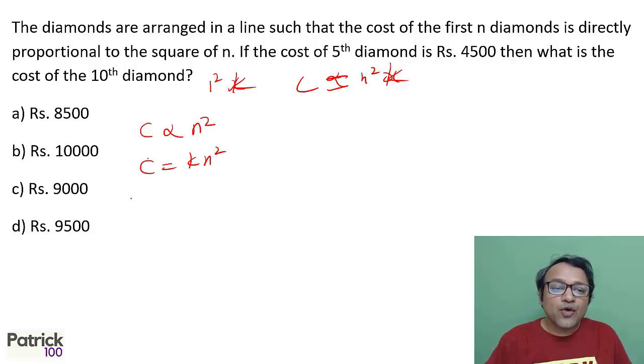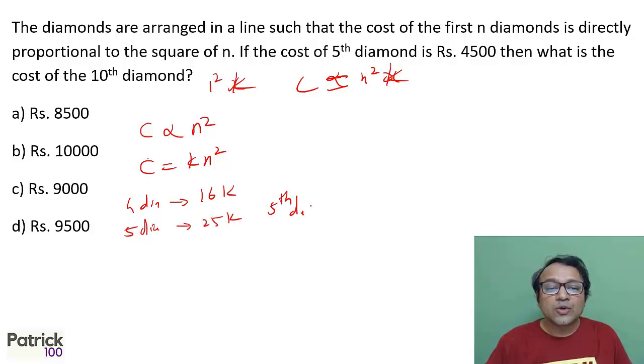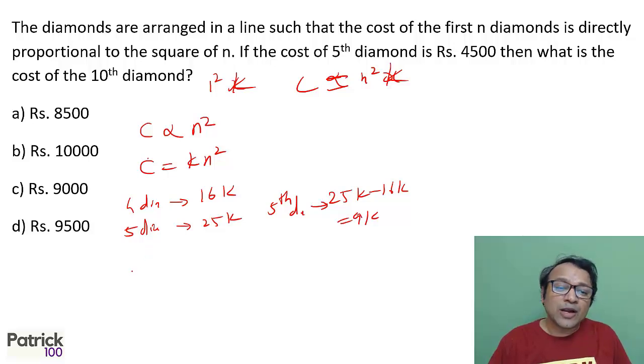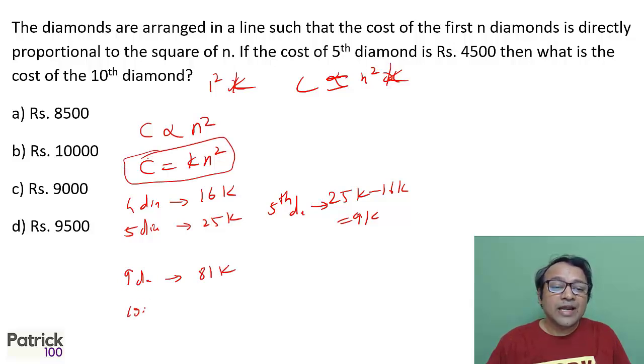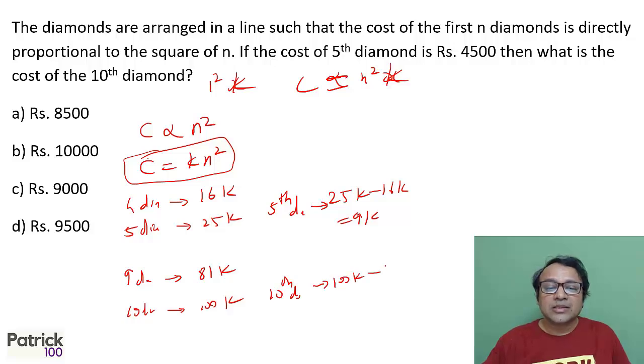So the cost of the first 4 diamonds will be 16k. Cost of the first 5 diamonds will be 25k. That means the 5th diamond's cost will be 25k minus 16k, which is 9k. Same you will have to calculate for 9. The cost of 9 diamonds is 81k, 9 square. Cost of 10 diamonds totally will be 100k. So the 10th diamond will be 100k minus 81k, which is 19k.